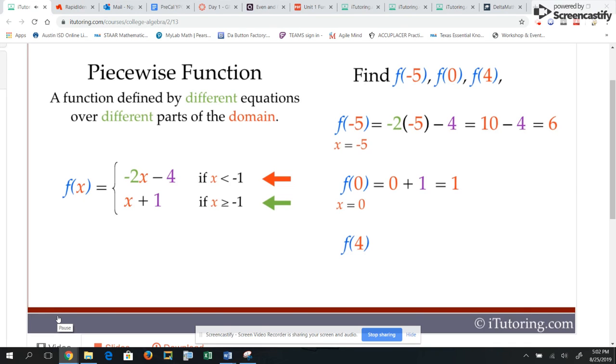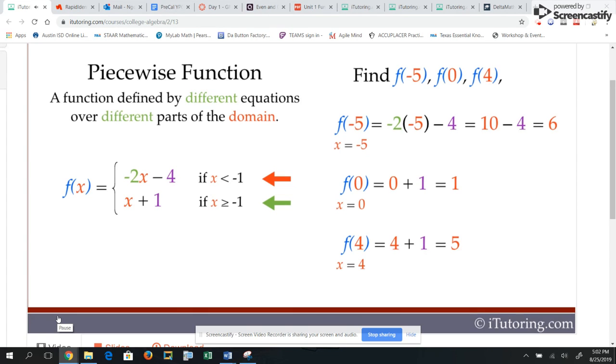Next, let's determine the value of f of 4. Here we have an x value that's equal to 4. The specific domain where x is equal to 4 is when x is greater than or equal to negative 1. 4 is greater than or equal to negative 1, so our function will be x plus 1. This simplifies to give us 4 plus 1, which is equal to 5.